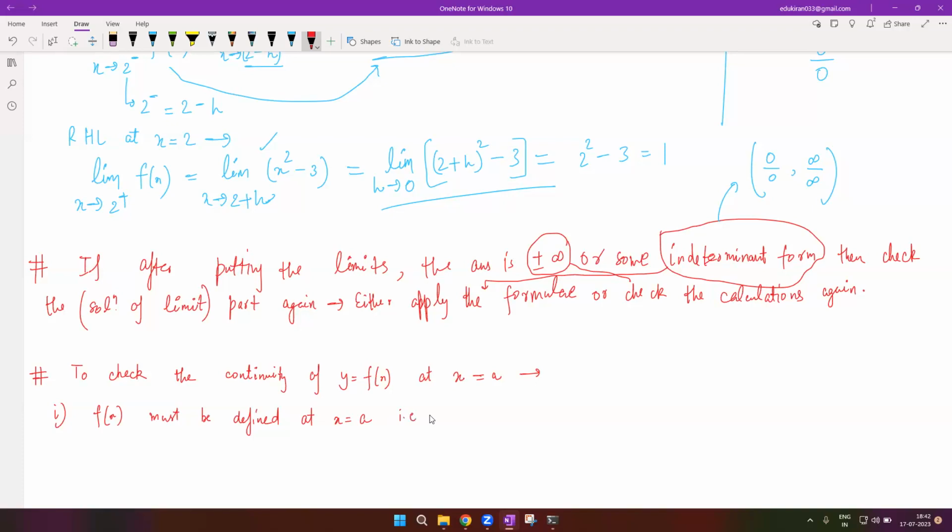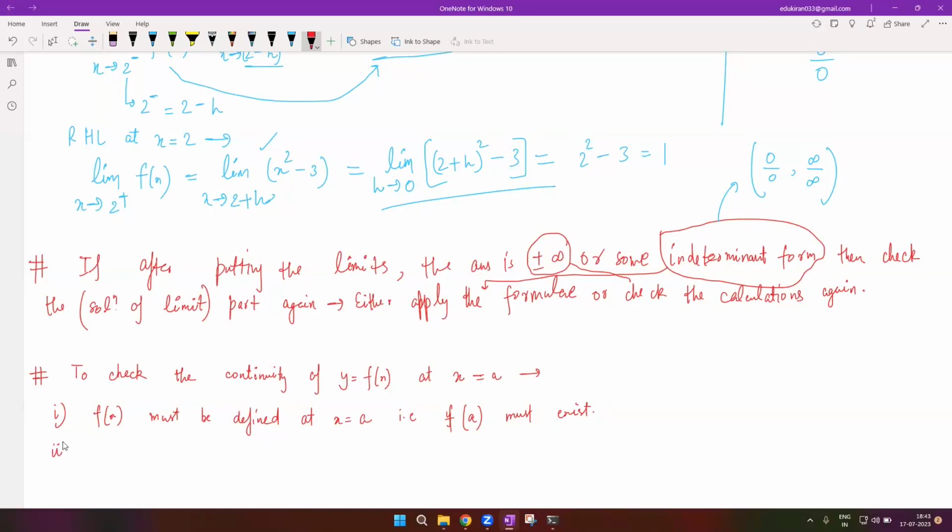That is, f(a), we can write it like this. f(a), we are just replacing x with a. So f(a) must exist. Exist meaning there must be a finite value for this, right? Maybe 0, 2, 100, minus root 2, whatever. There must be a finite value, right?